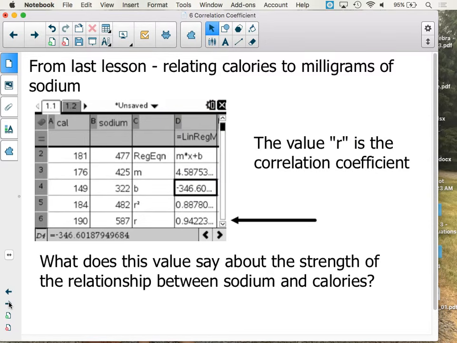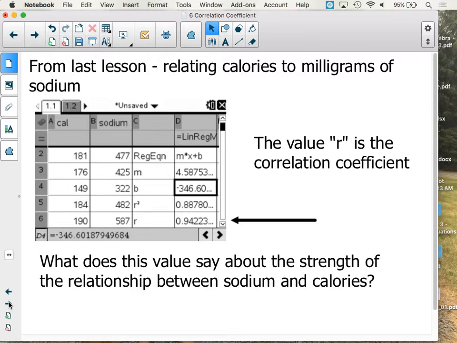So last lesson, we talked about relating calories in a hot dog to the milligrams of sodium that it contained. So you might remember that data that we got there. But what we want to do here is we want to figure out what the R value is. On the calculator, we would type in our data. We'll do the menu 413. I'll give you an opportunity to do that in a minute, just like we did before.